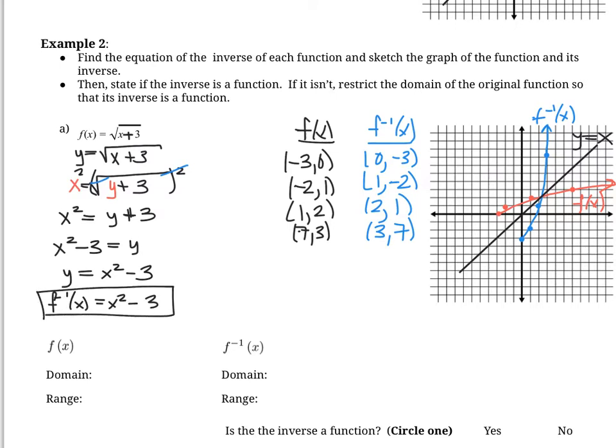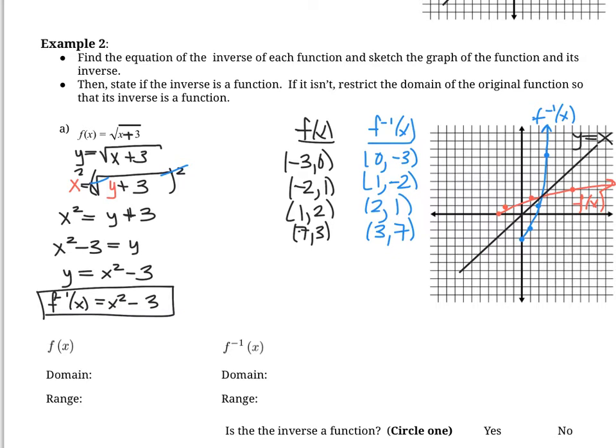So taking a look at our graph, we have a parabola, well, half of a parabola that's been shifted down 3. And that's exactly what's here. We have a parabola that's been shifted down 3. Now because there's only half, we can make sure that only half is there in the domain and in the range.